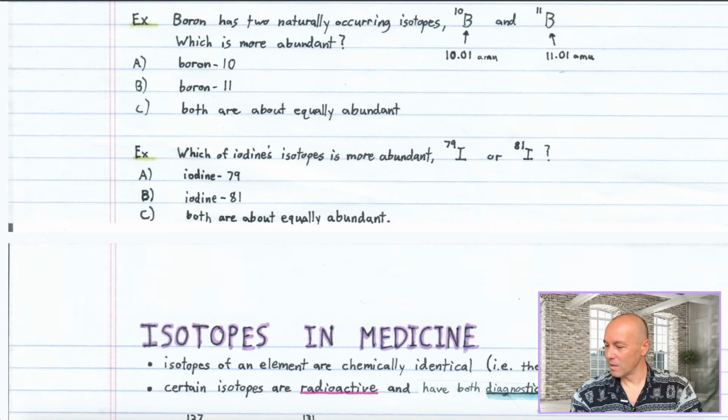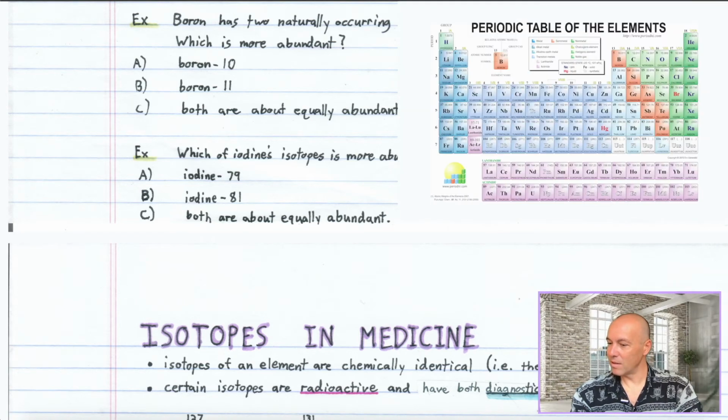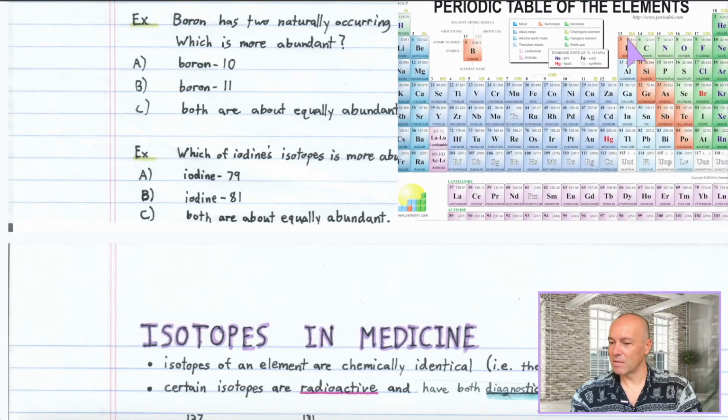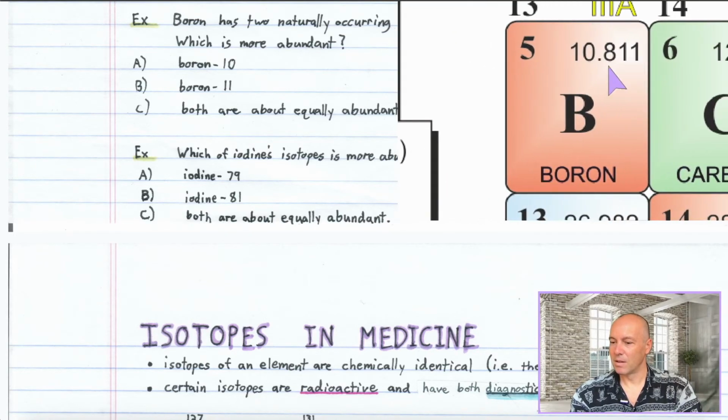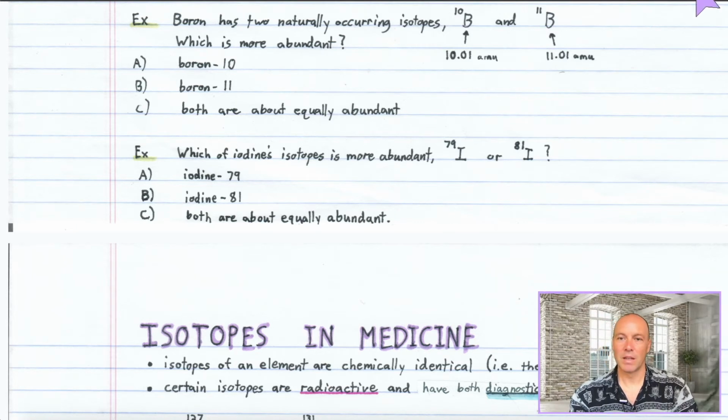Okay, so let's check it out. Let's find boron. Boron is element number 5, and it's right up here. Now, its atomic mass is 10.811. Now, 10.811 is actually closer to the 11 isotope's mass. So this time, the heavier one is more abundant. So the answer is B.